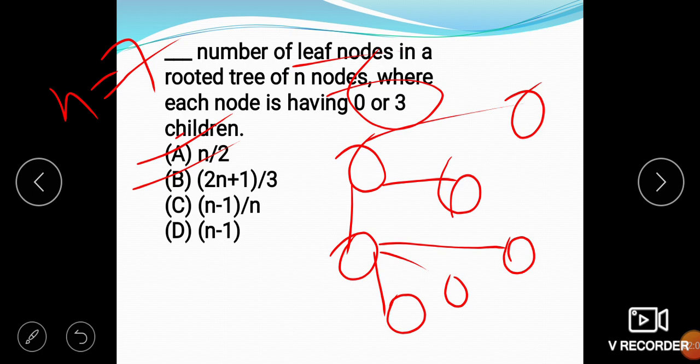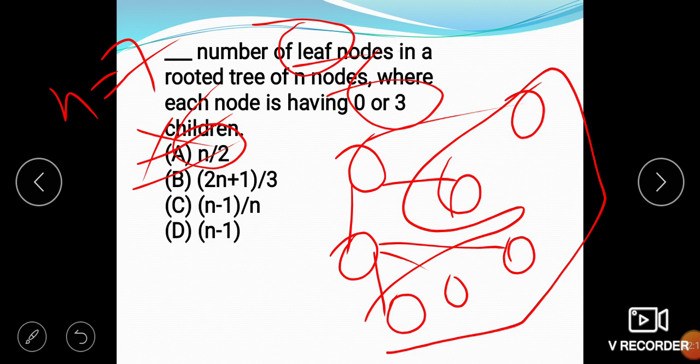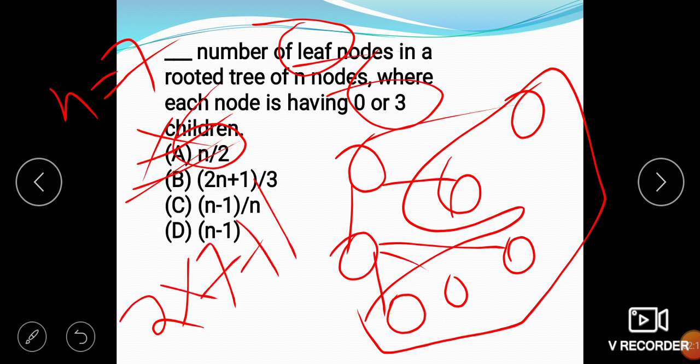Here if you put 7 divided by 2, that is equal to 3. So this is not the answer, because they want to know the leaf nodes. A leaf node means a node that has no child. Okay, so this is a leaf node. Now put this value into option B. So (2 into 7 plus 1), that is 15, divided by 3, that is 5. So this is the answer, option B is the answer.